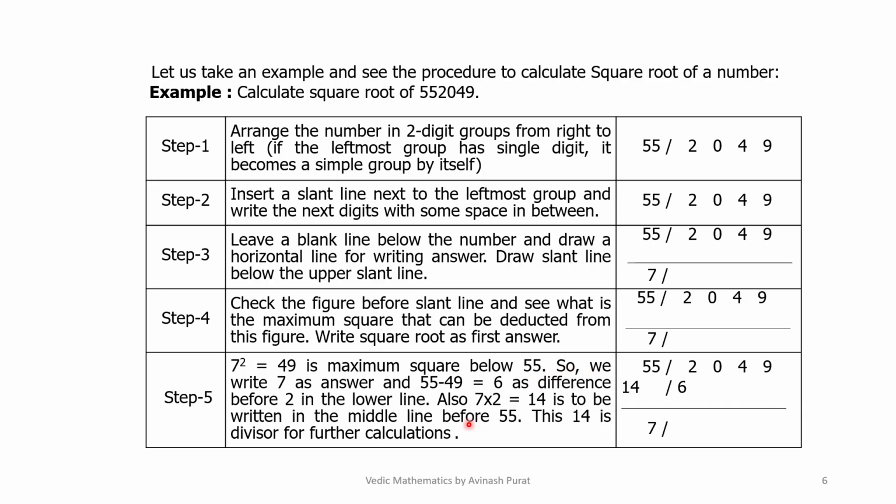So we write 7 as the answer and 55 minus 49 equal to 6 as the difference before 2 in the lower line. Also 7 into 2 equal to 14 is to be written in the middle line before 55. This 14 is the divisor for further calculations.